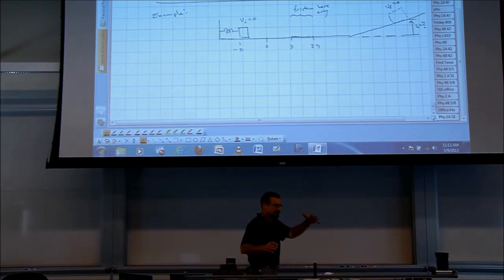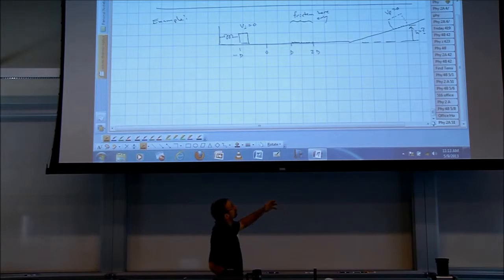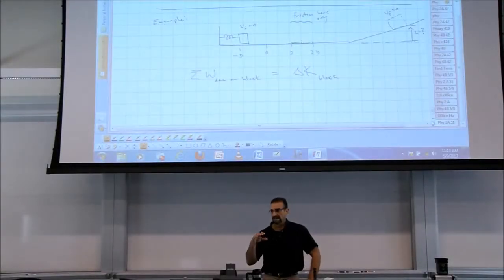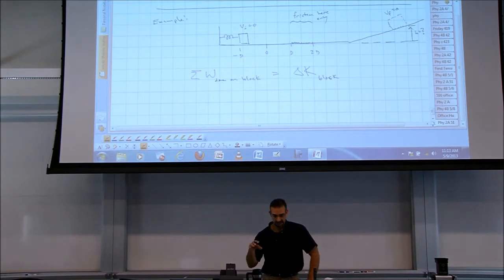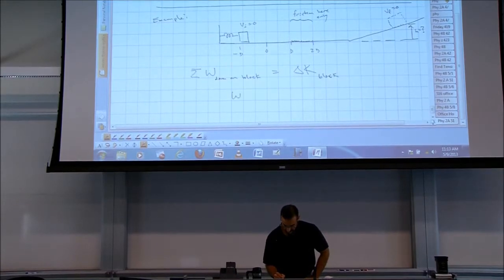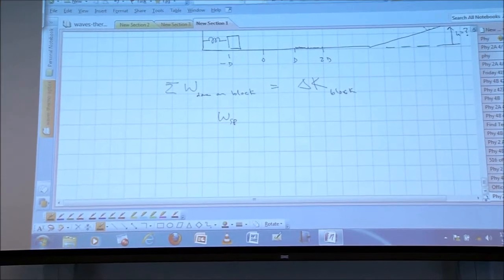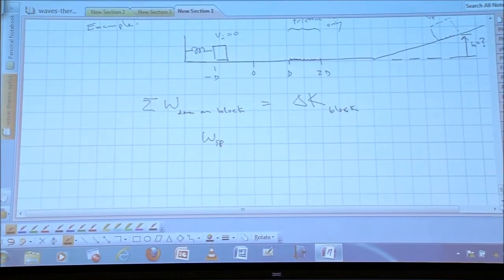So the Chapter 7 technique is we are going to find all the work done. The sum of all the work done on the block has to equal the change in kinetic energy of the block. So what's doing work on the block? First thing. The spring does work, right? What is it doing? Positive or negative work?